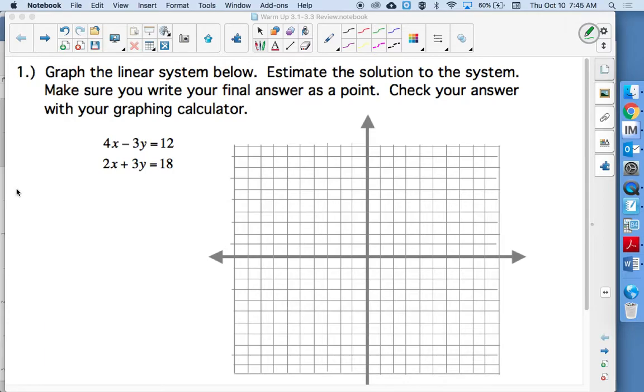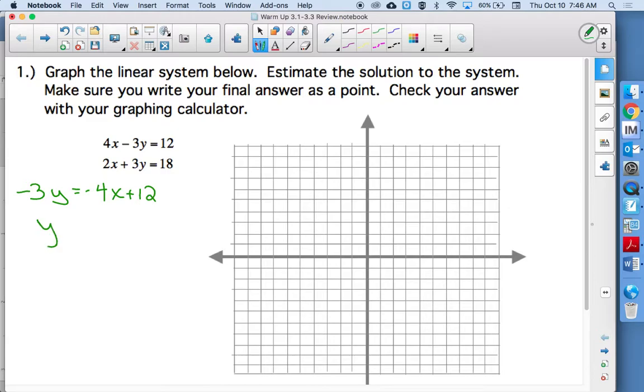So our first equation looks like what, Sadie? Y equals 4/3 x minus 4. Good. So taking the 4x over to the other side by subtracting it, dividing by the -3, 4/3 x minus 4. So that's equation 1.